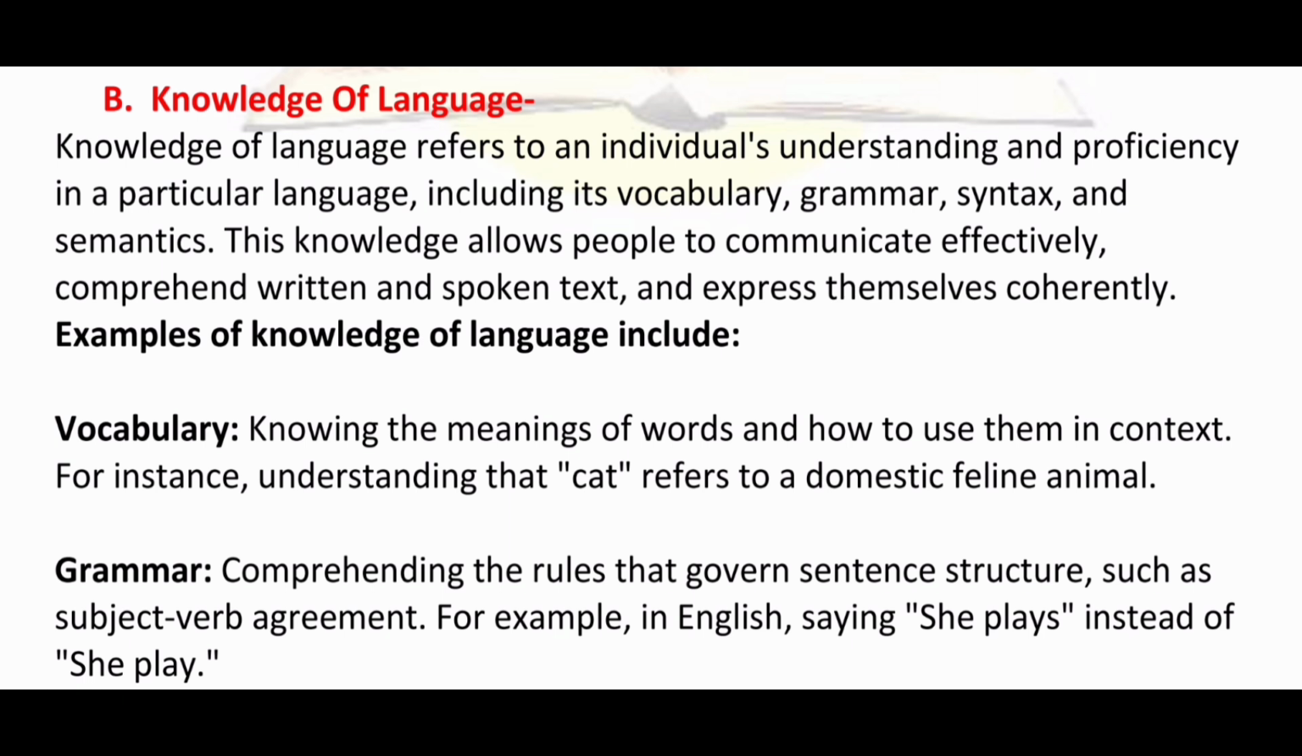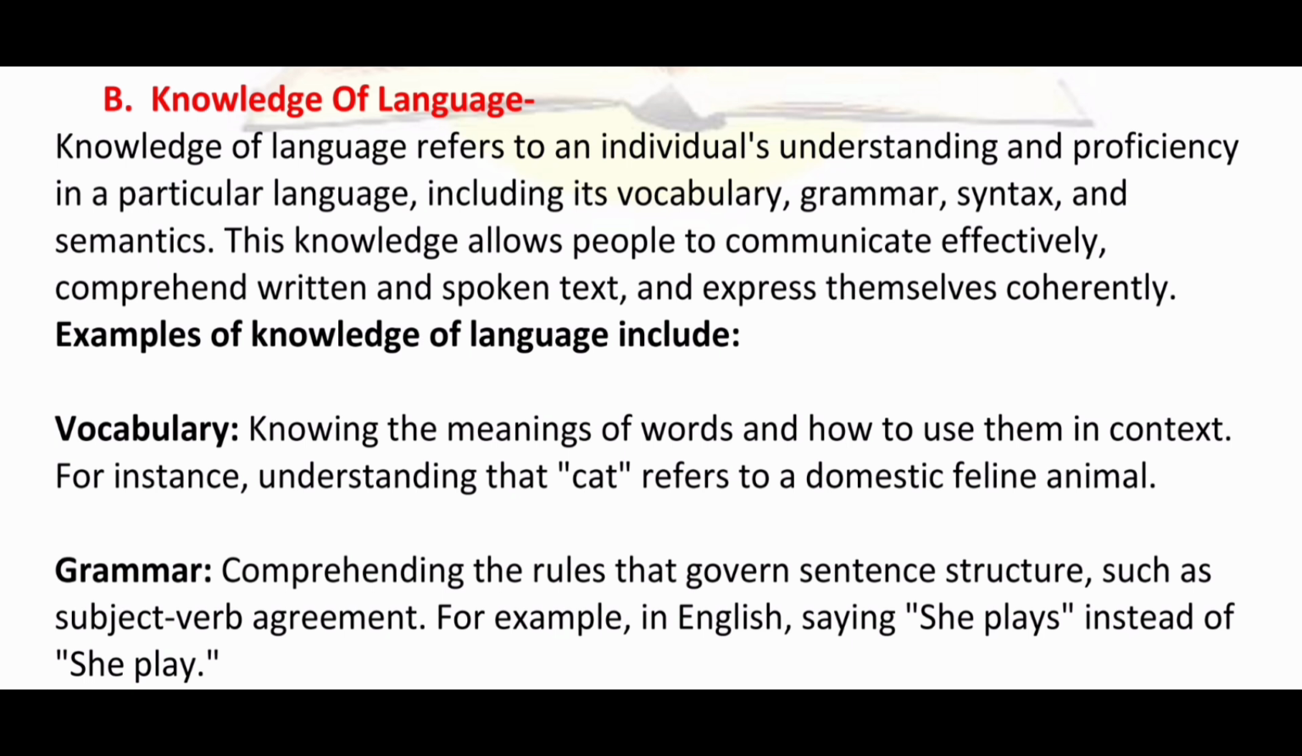So that is my knowledge because I understand the vocabulary, I understand the meaning of the words, I understand how to adjust or arrange the words in a sentence. I understand the meaning of syntax and semantics. So this syntax and semantics you will see as we proceed later on, right? So this knowledge allows people to communicate effectively, comprehend written and spoken text, and express themselves coherently.